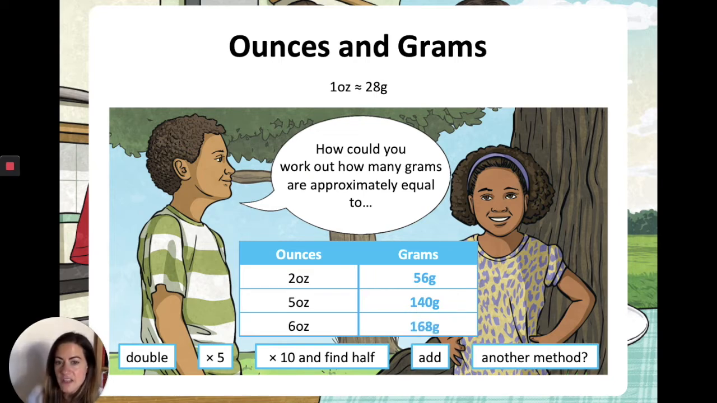So it doesn't really matter which method you use, the important thing is using the information you have to work out the information that you don't have. And these are just some of the ways you can do that.